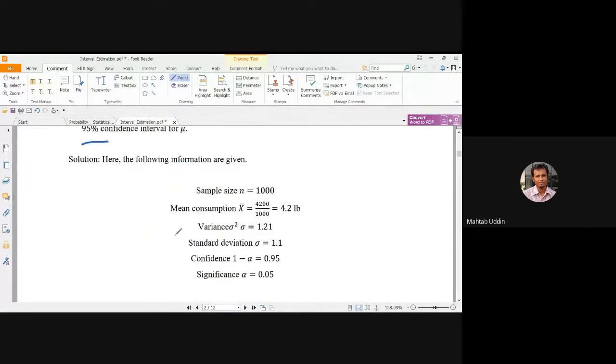Look at this. Sample size is 1,000, and the mean consumption x bar is 4,200 by 1,000, which is 4.2. The variance is given as 1.21. So what is the standard deviation? The standard deviation is 1.1, right?